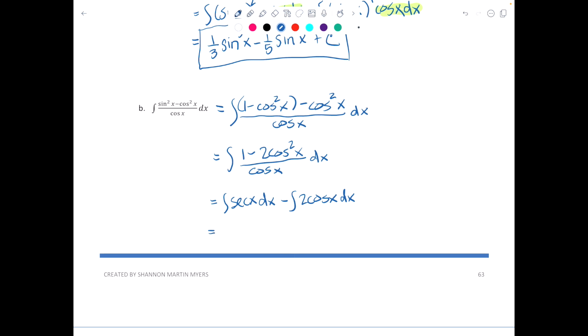Now, don't forget, we have a basic integration formula for the secant function. So we'll get natural log absolute value of secant at x plus tangent at x, minus 2 times sine at x plus our constant of integration. And then we're all done.